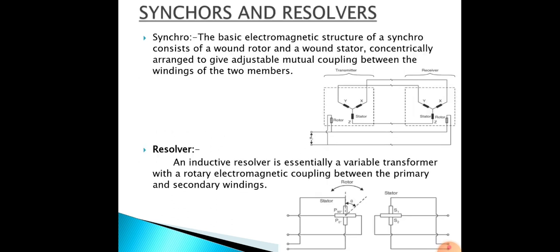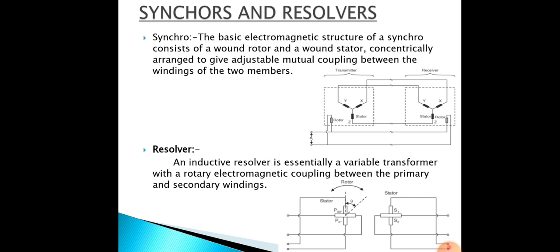Then the next one is synchros and resolvers. The basic electromagnetic structure of a synchro consists of a wound rotor and a wound stator concentrically arranged to give adjustable mutual coupling between the windings of the two members. Synchros and resolvers are a class of AC electromechanical variable coupling transformer devices primarily employed with angular data and computing systems. Here, as you can see in the diagram, the rotor is wound with a single phase concentrated winding.